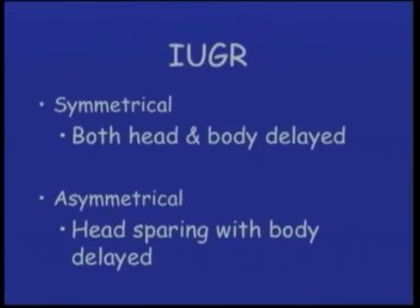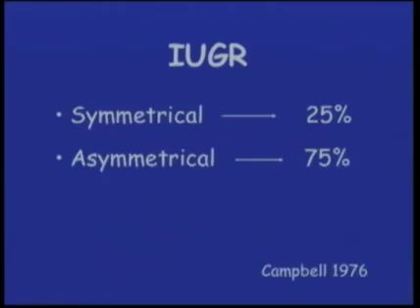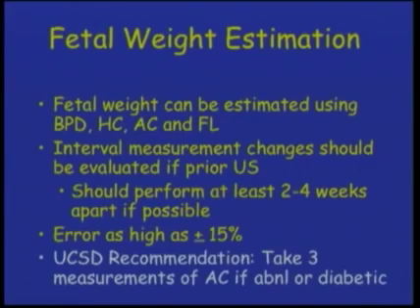There's two types of intrauterine growth restriction. Number one is symmetrical, where both the head and the body are delayed, which tends to be more frequent in the second trimester, whereas asymmetrical intrauterine growth restriction is caused in the third trimester, and it has head sparing with the body being smaller and the head being more normal. In general, the symmetrical types are much less common, only 25%, and the asymmetrical ones are more common.